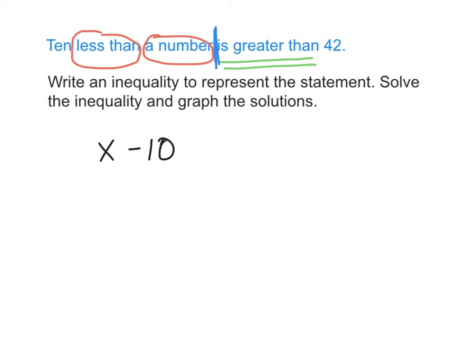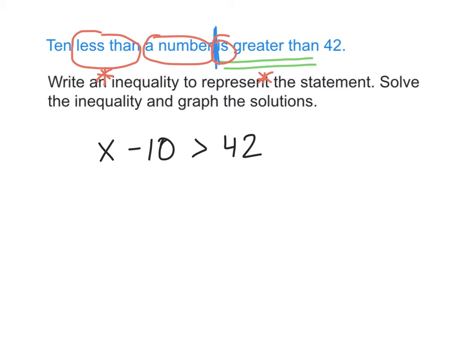Then this part I have underlined in green where it says is greater than is the actual greater than symbol. And then since it is greater than 42, that's the last piece. We stick the 42 on the end. So this less than right here is actually a subtraction. This is greater than right here. That's the inequality symbol. So keep an eye out for that word is. Once you get it written down, you're back to business.